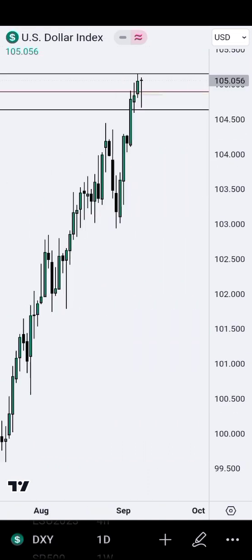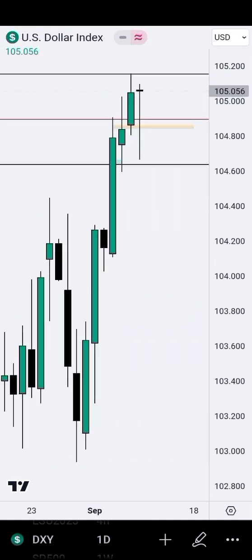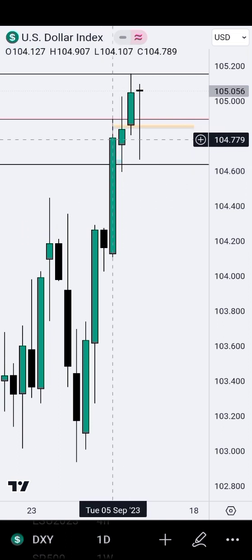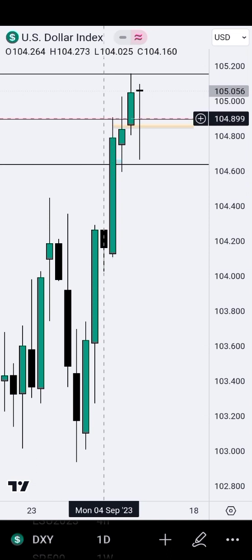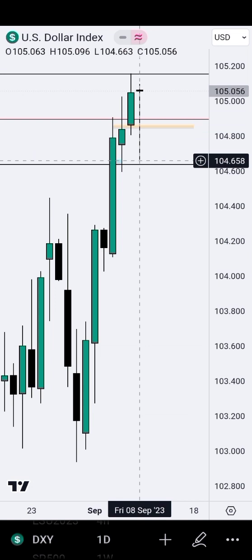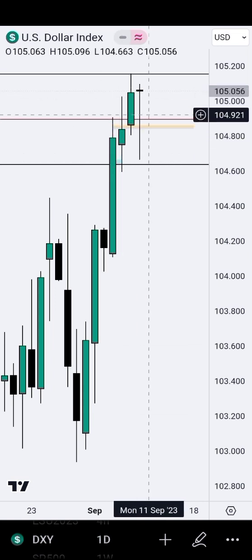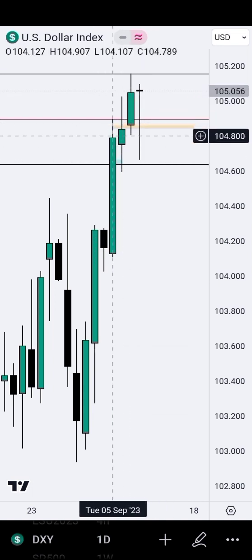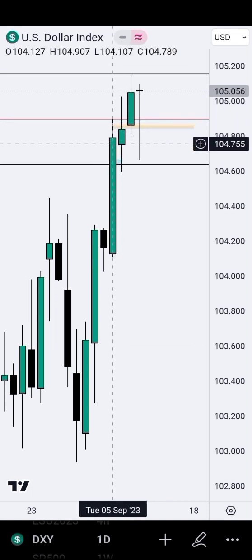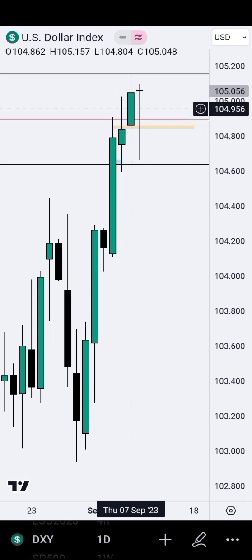So let's go back. Look at how perfect price delivered there. See how it first traded into the midpoint, the consequent encroachment of the fair value gap. We had a reaction from there. And then price, if you go to the lower time frame, you see that there is a little consolidation around here. And that price was able to trade above it and see where it stopped.